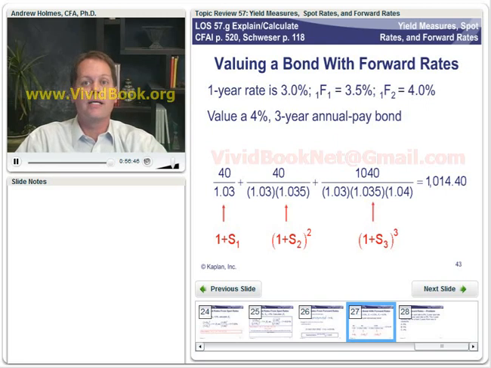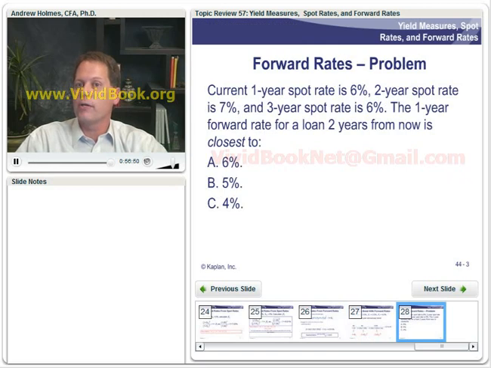And to close things out with a question here, current spot rates are the 1-year rate is 6%. Now remember, these are spot rates. Okay, the 2-year rate is 7% and the 3-year rate is 6%. The 1-year forward rate for a loan 2 years from today is closest to what? Remember, we're going to de-annualize, DA. Then we're going to do what? We're going to take 1 plus the big number over 1 plus the small number.